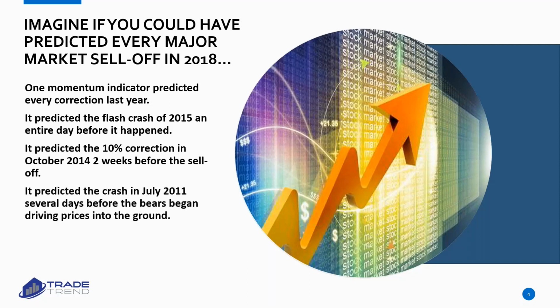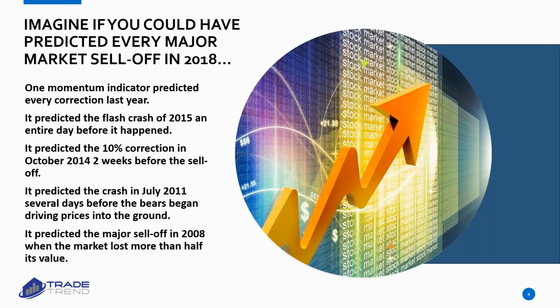It also predicted the crash in July 2011, several days before bears began driving prices down. And it also predicted the major sell-off in 2008 when the market lost more than half its value. If you were trading way back then, you'll certainly remember the crash of 2008. These are just a handful of examples of what this indicator predicted. There are many, many more, but we're going to be focusing in particular on the sell-offs of 2018.